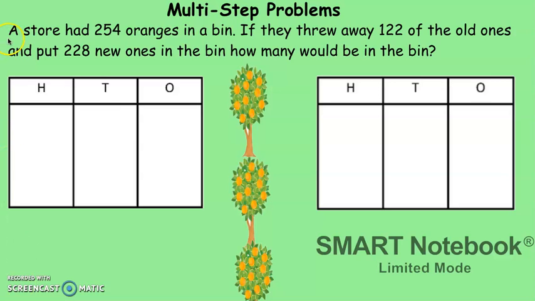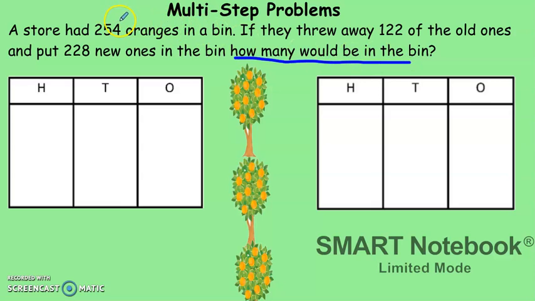It says here, a store had 254 oranges in a bin. If they threw away 122 of the old ones and put 228 new ones in a bin, how many would be in the bin? Well, let's first ask ourselves what they are asking us. They're asking us how many would be in the bin.